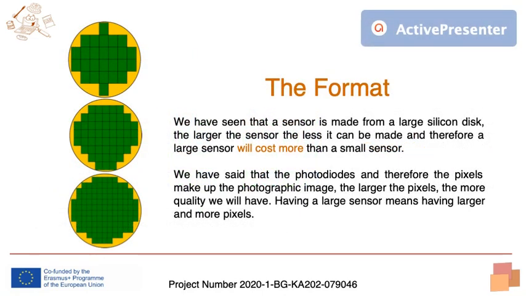We have seen that a sensor is made from a large silicon disc. The larger the sensor, the fewer can be made, and therefore a large sensor will cost more than a small sensor. We have said that the photodiodes and therefore the pixels make up the photographic image. The larger the pixels, the more quality we will have. Having a large sensor means having larger and more pixels.